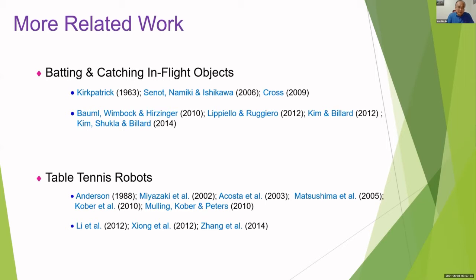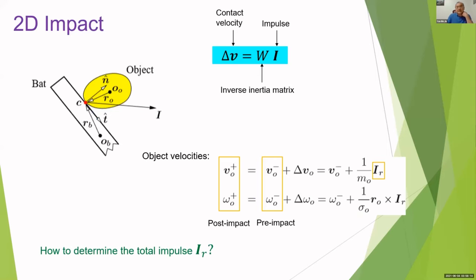And then there are table tennis robots, the first by Anderson. The most impressive one is actually designed by a group of researchers at Zhejiang University, led by Professor Xiong, whose robot can rally over 170 strokes. All right, now let's get to the technical side.